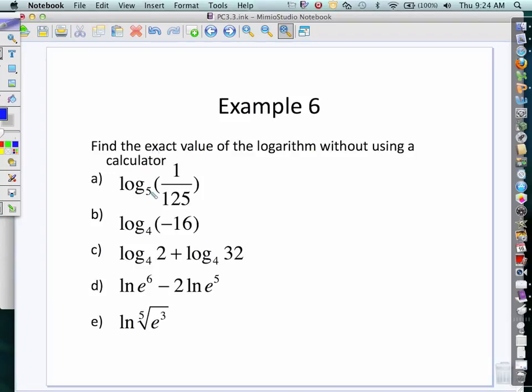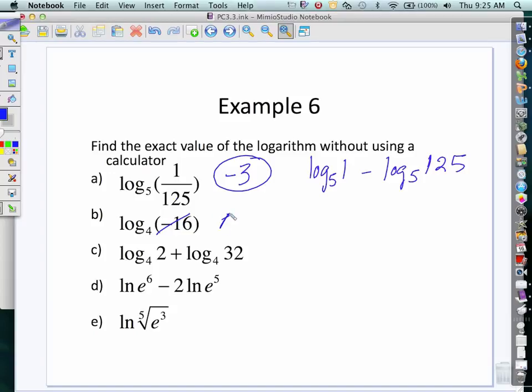On the first one here, first of all, it says find the exact value without using your calculator. So we've got 5 going to 1/25. It's a fraction. It's going to end up being -3. If you're going to a fraction, you're going to use your exponent. You can also find it by taking log base 5 of 1 minus log base 5 of 125. That is another way that you are able to do that. You get 0 minus 3, so -3.